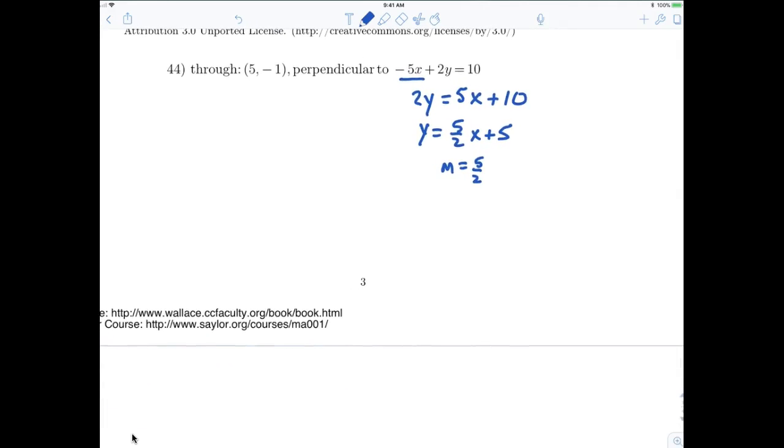Now we're trying to find the slope of the perpendicular. All you have to do is take the reciprocal and change the sign. So what is it? Negative 2 over 5.